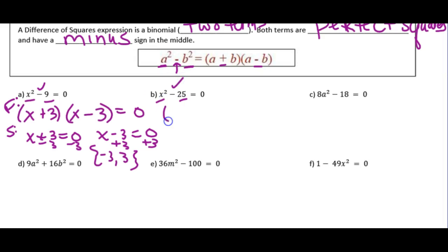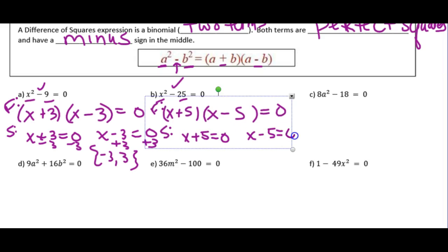Example 2. Perfect square, difference. So it's a difference of squares. Square root of x squared is x, plus and a minus. Square root of 25 is 5. So that's my factoring. And then solving, set each equal to 0, and solve.